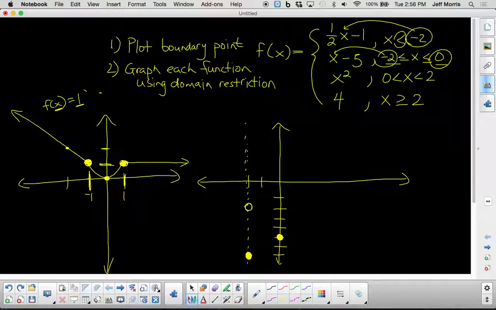Now we go to the next function, 0, 2. So I'm going to plug 0 in. 0 squared is 0, so that's going to be open. It's an open circle. Plug in 2. 2 squared is 4. 1, 2, 1, 2, 3, 4. That one's also open.